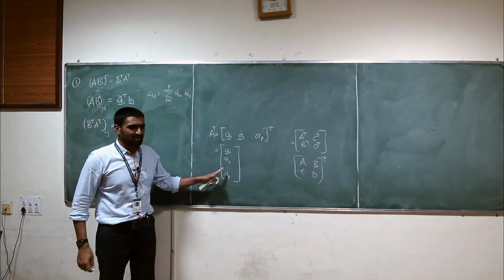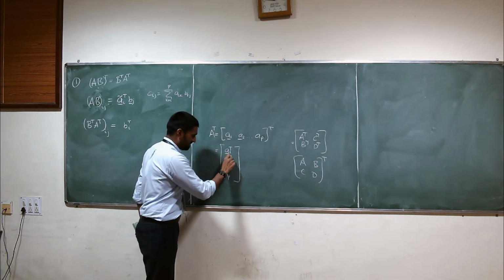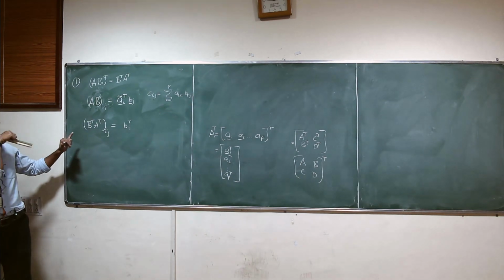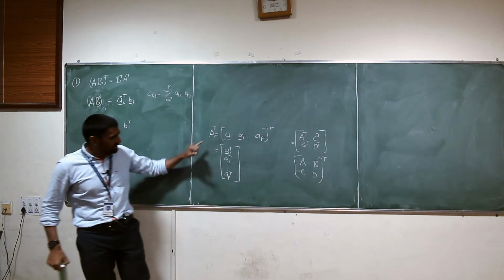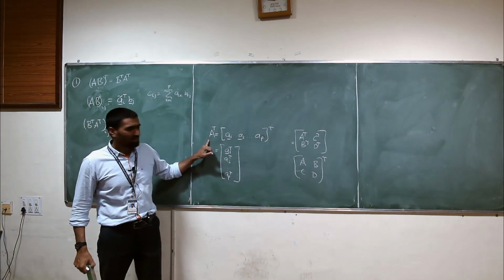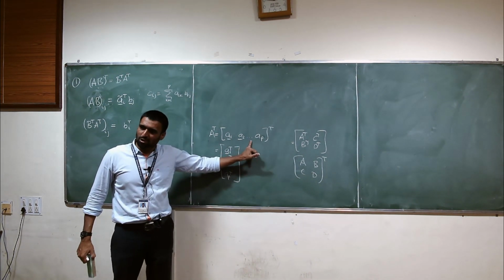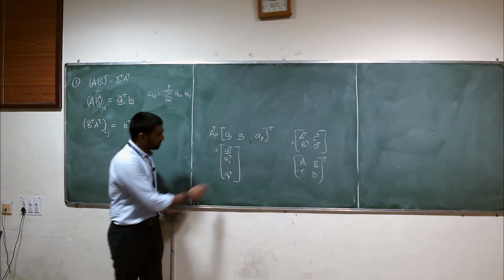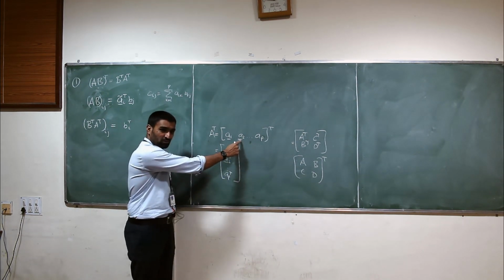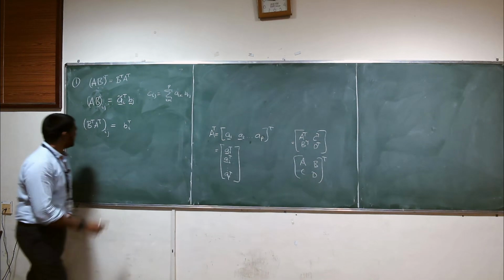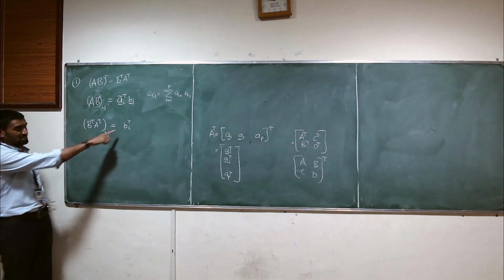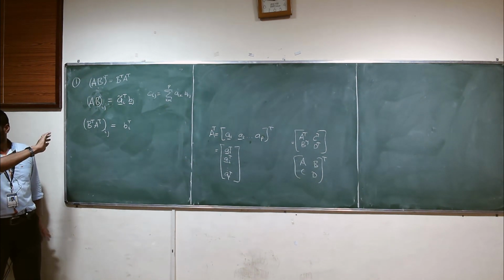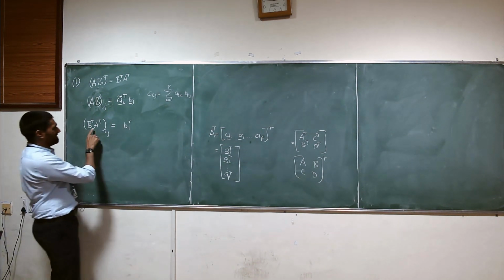See? The same thing applies here. That means the ith row of A transpose is the transpose of the ith column of A. See, the second row of A transpose is the transpose of the second column of A. That means the ith row of B transpose is the transpose of the ith column of B. Yes? Okay, all right.